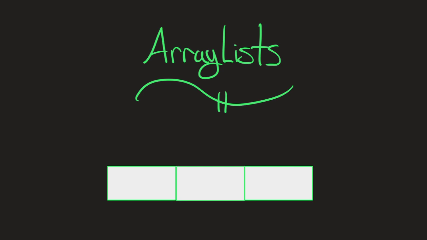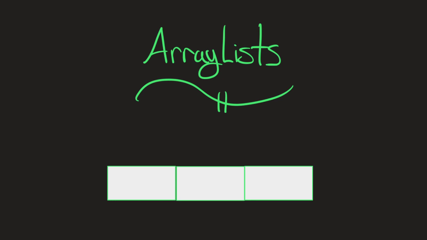So hopefully you've had the opportunity to review the array material and have an idea of what a linear static data structure is like. There are some key differences between arrays and array lists, and we're going to get into those. But first, I'm going to do a general description of array lists.